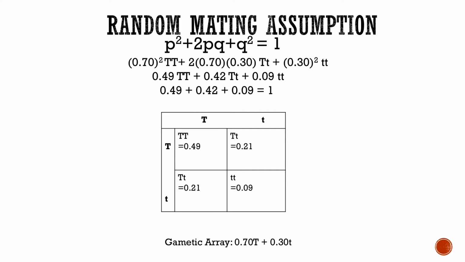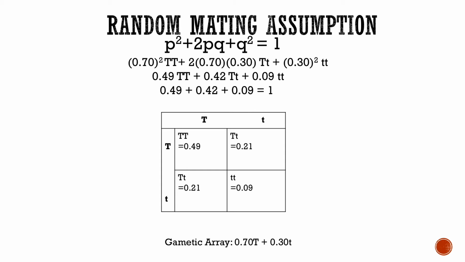To ensure that the population actually is in equilibrium, we will double-check this random mating assumption through 2 methods. We can utilize the Hardy-Weinberg equation to substitute big T for p and little t for q. We know that the frequency of big T is 0.7 and the little t is 0.3. Using the values in this equation, we find that this population fits the Hardy-Weinberg law, as the calculated frequencies do add up to 1, and this fulfills the random mating assumption.